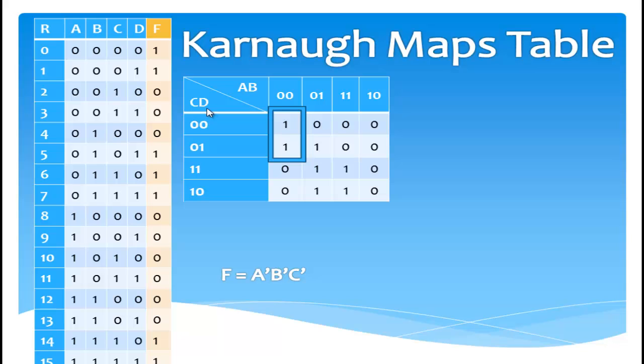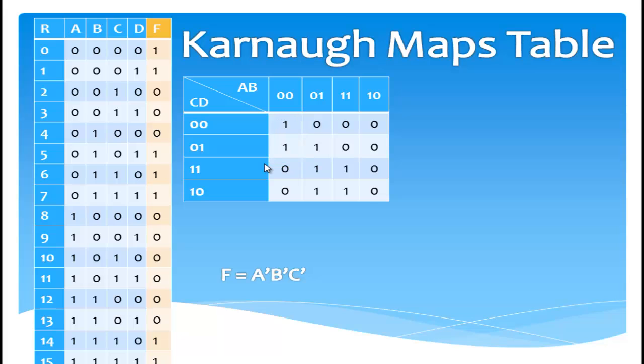Now I look at C and D. This is C and this is D, and so on. So I look at here and I say, okay, C doesn't change, but D changes between this one and that one. So the only variable I'm gonna care about is C. So A naught, B naught, C naught. D we're not taking into account, because it's changing. So it's a changing variable, so we can't look at them.